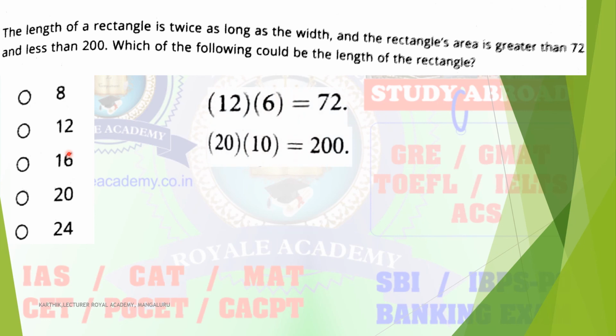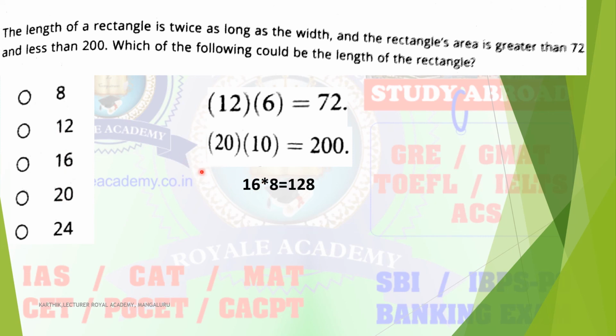So first choose 12. 12 times 6. If you choose 12 as the length, then the width is 6, and the rectangle area is 72. If you choose 20 as the length, then the width is 10. So 20 times 10 is 200. That is also not possible, because the value should be less than 200. So this option as well as that option is not possible.